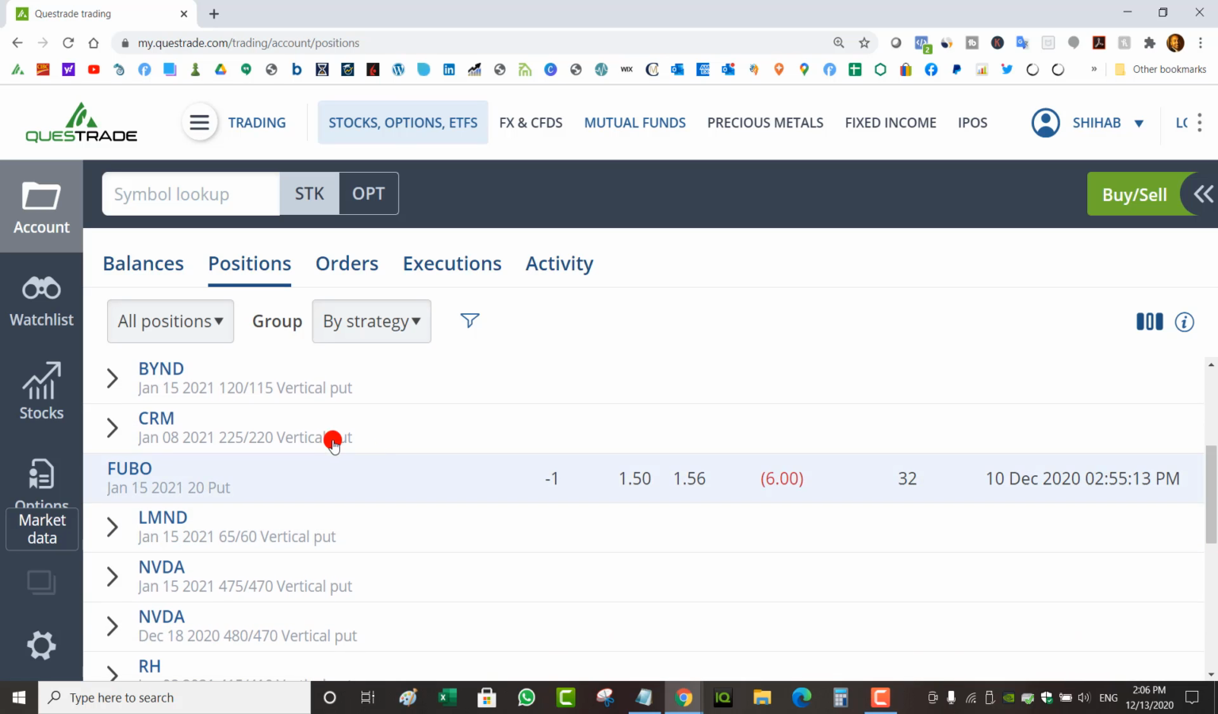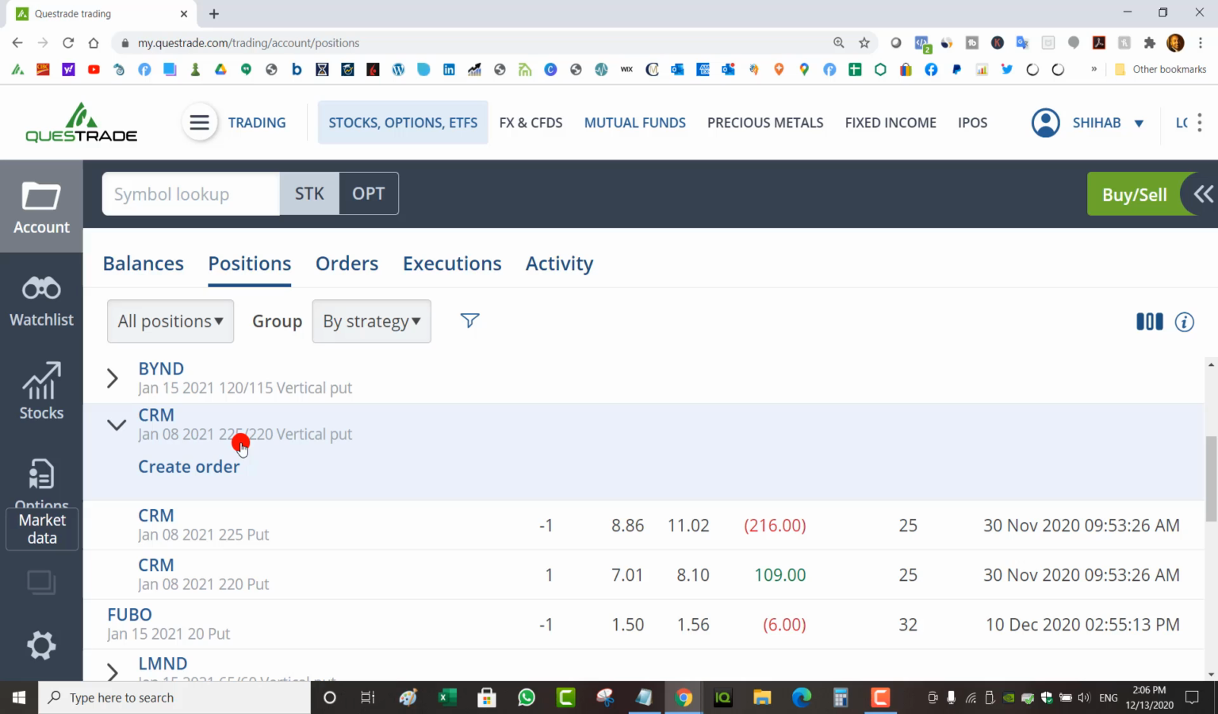I've got a put spread on CRM at 225. So same concept. I keep the premium that I collected from this trade as long as CRM stays above 225 come January 8. I think CRM is below 225 right now, so it actually needs to move up a little bit.